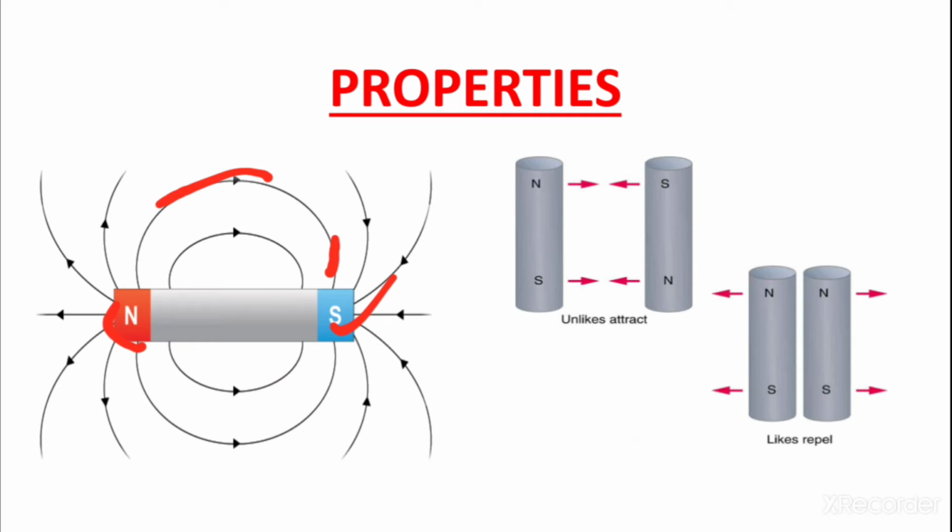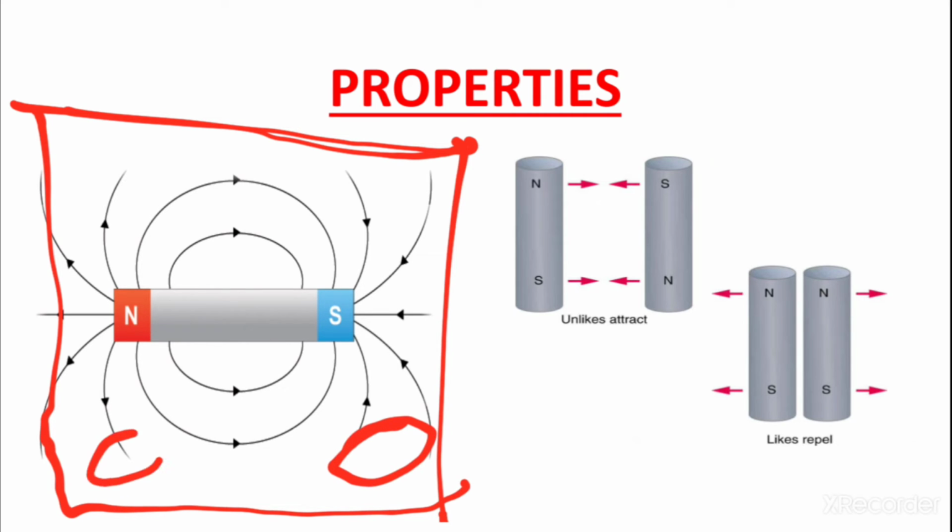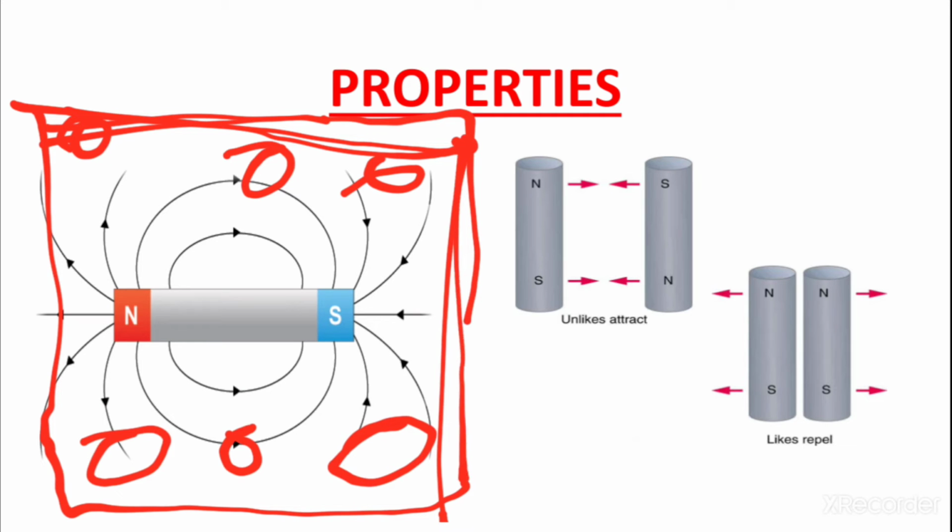The region around the magnet in which it has its magnetic effect is called the magnetic field. Suppose this is a magnet, and this is the magnetic region. If certain magnetic material or another magnet is placed inside this region, the magnet will attract this material because it has magnetic power around this place. This is called the magnetic field.